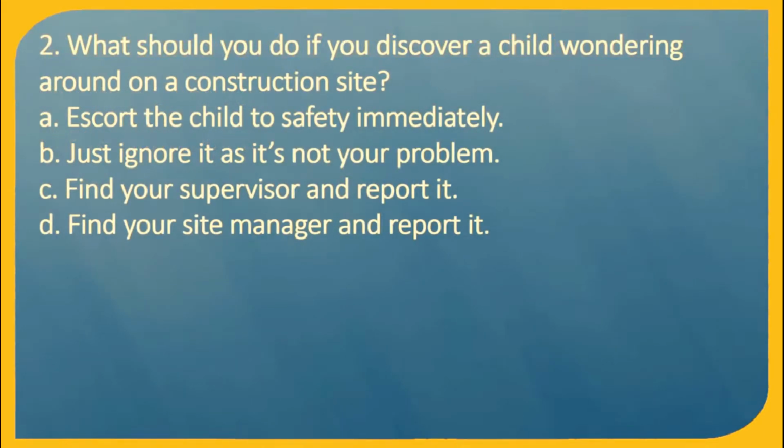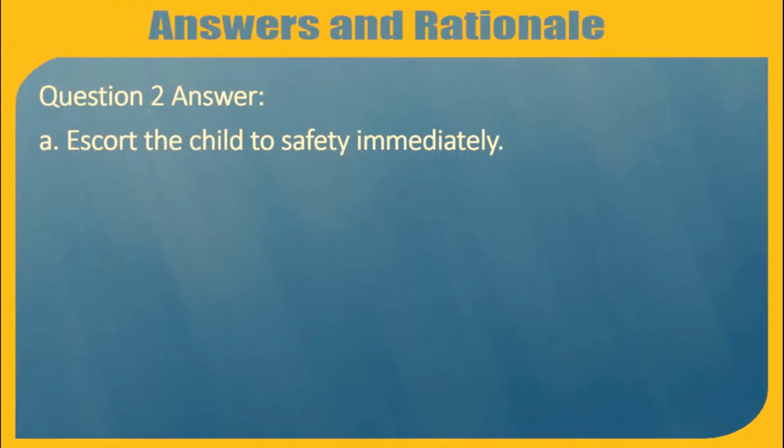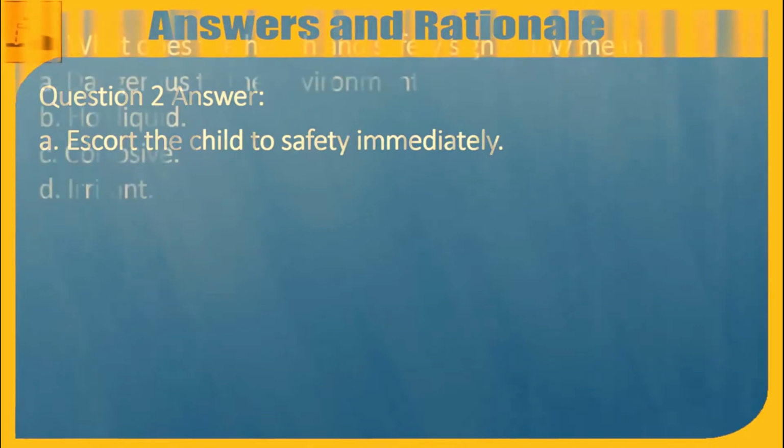Question 2. What should you do if you discover a child wandering around on a construction site? A. Escort the child to safety immediately. B. Just ignore it as it's not your problem. C. Find your supervisor and report it. D. Find your site manager and report it. Question 2 Answer, A. Escort the child to safety immediately.